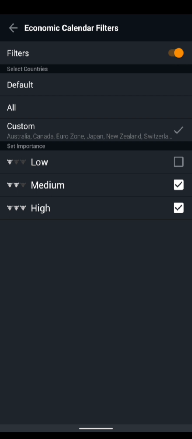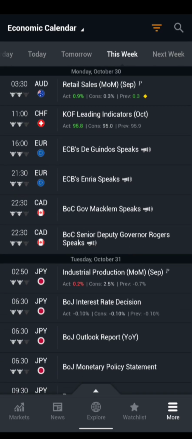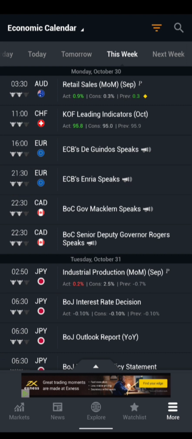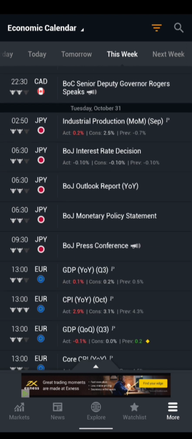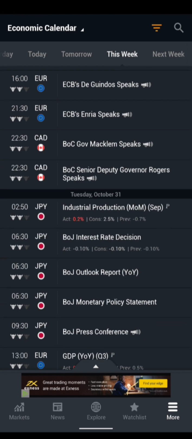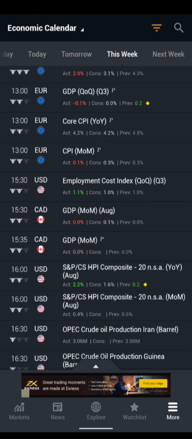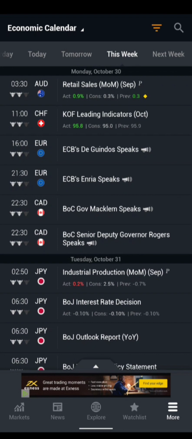Some people just prefer high impact news, so the three bulls. So we come back to our calendar and see how it now looks. We realize it's only restricted to AUD. So we only have two and three bulls: two bulls in the medium impact, three bulls in the high impact, and it's restricted to Australian dollar, Swiss franc, euro, Canadian dollar, Japanese yen. Yeah. So for this week, these are the news events.